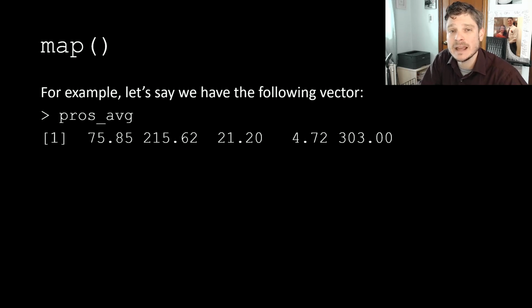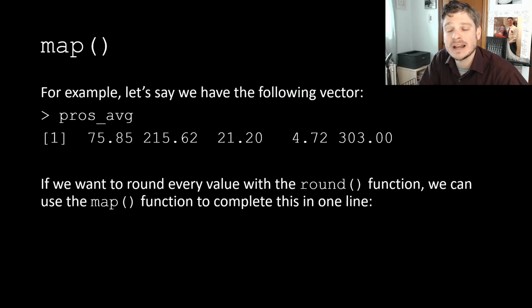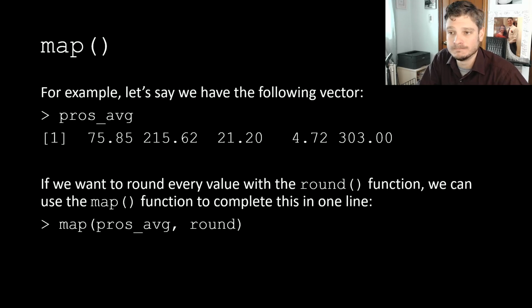Let's say I have a vector. It is doubles. So we have pros average, and we have, again, 5 different values here, each rounded to 2 decimal places. And let's say I want to round these to whole numbers. I don't want decimals. I just want whole numbers. The nice part is the map function lets us round every value in this vector in just one line. The way we're going to use it is the map function, then the name of our vector, pros average, comma, and then the function we want to use, which in this case is the round function. So we're going to round every element to the nearest whole number.